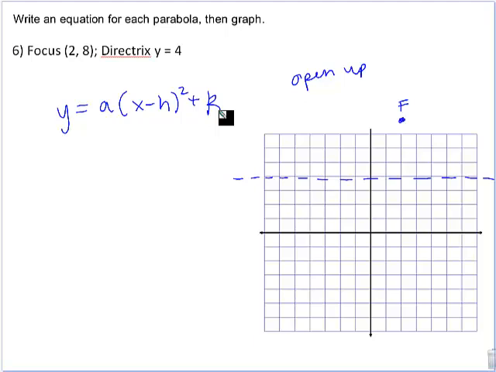The focus has to be inside of it. So if you open down, the focus is not inside of the U anymore. It's outside. So it's got to open up. So how do we know how to get to the focus from the vertex?